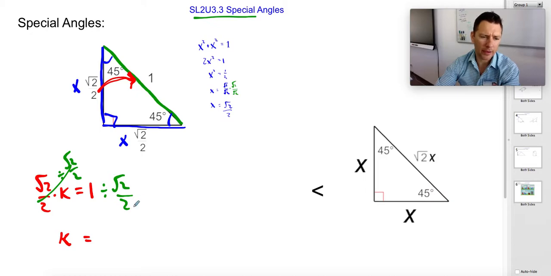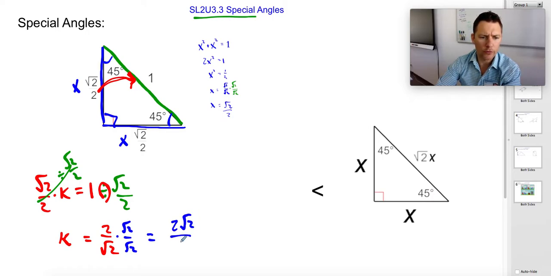And 1 divided by a fraction is really just invert and multiply. So this is 1 times 2 over root 2. Because we are stellar, we'd multiply top and bottom by root 2 over root 2. And so you get 2 root 2 over 2. And that gives you just root 2.